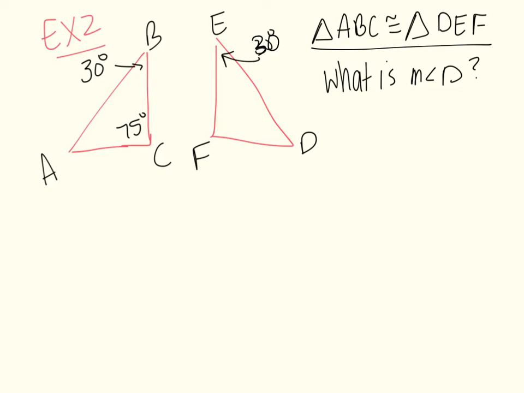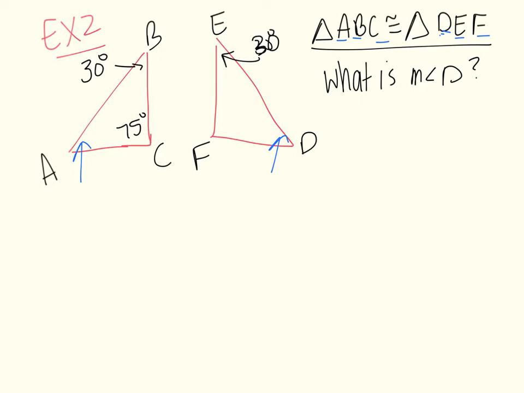Well, we have to remember that these two triangles are congruent, which means that corresponding angles are going to have the exact same measure. Based on what's listed up here, A and D go together, B and E go together, and C and F go together. So if we can figure out what angle A is, then we can figure out what angle D is. We're going to have to use the triangle angle sum theorem, which says that all three angles of a triangle add up to 180 degrees.